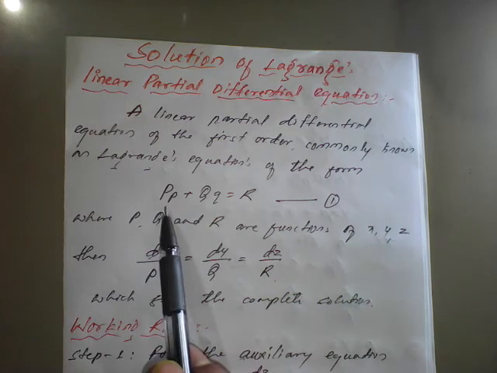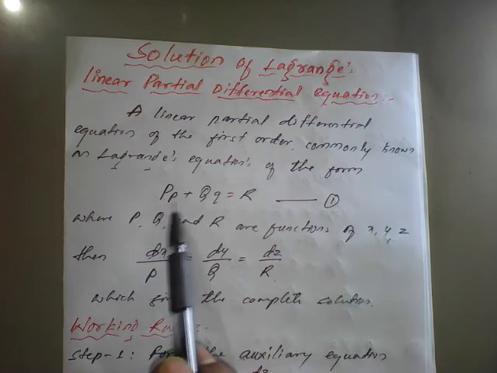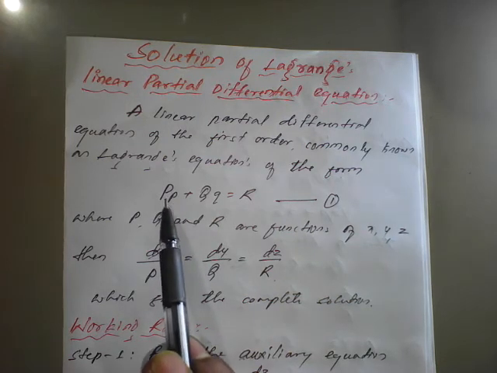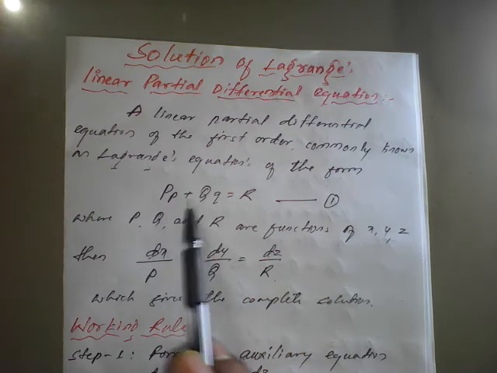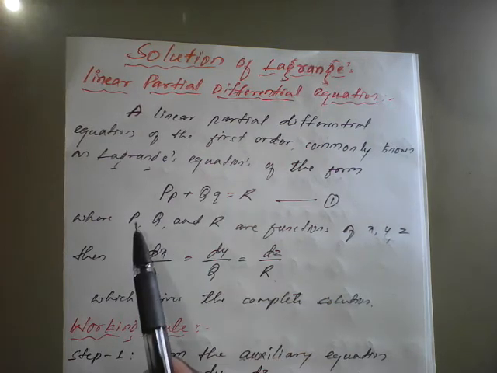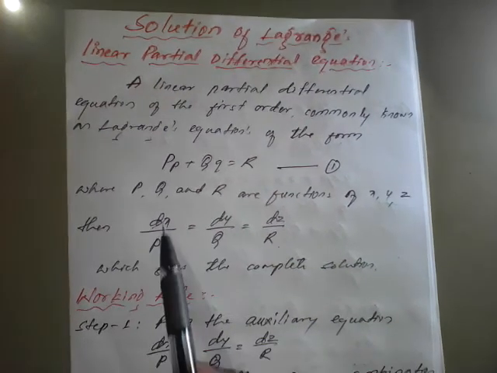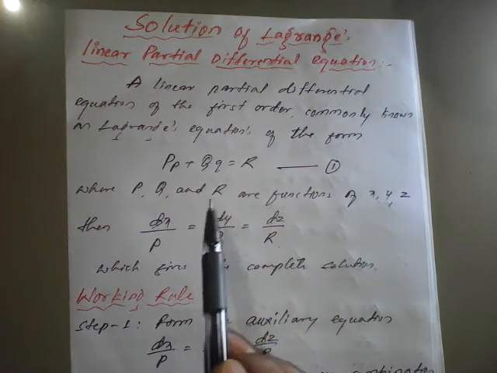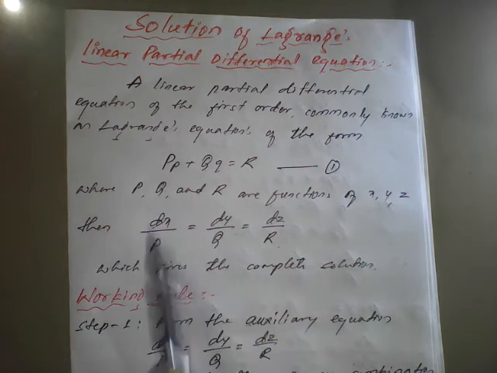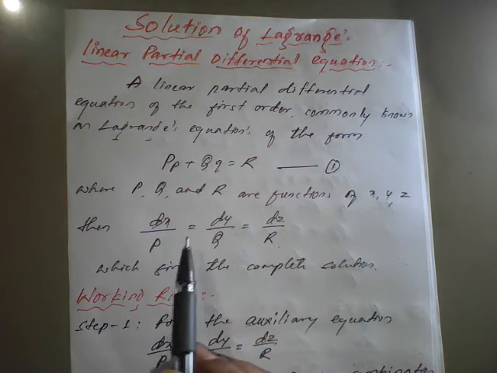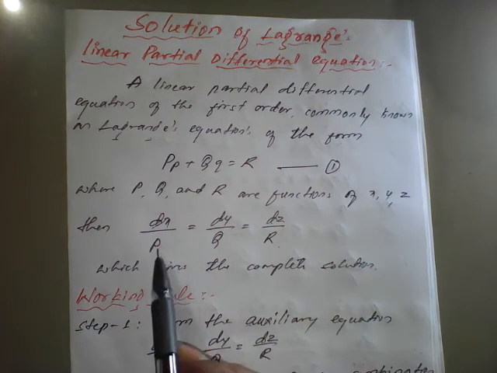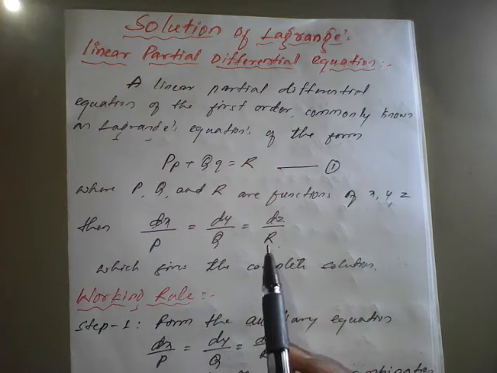So again with a small recall. The standard form is Pp + Qq = R, where P, Q, R are functions of x, y, z, and the auxiliary equation for the given Lagrange's linear equation is dx upon P, dy upon Q, and dz by R.